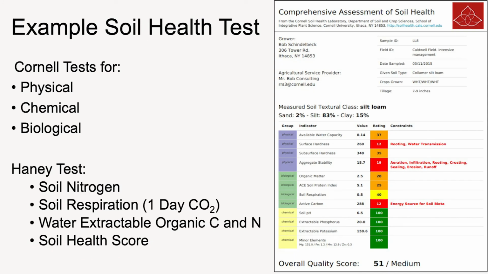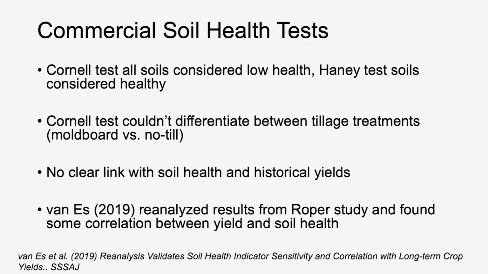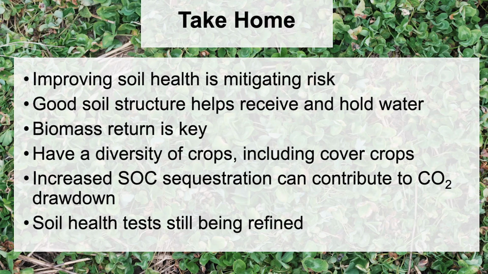I'm not sure if you're familiar with them, but they're basically report cards, looking at the physical, biological, and chemical parameters. And at the end of the day, the Cornell tests showed that all the treatments were considered low health, despite having no-till and moldboard. So we saw huge treatment differences. The soil health test is not capturing that difference at all. And there's no clear link with soil health and historical yields at these sites. And what it's telling me is that we're not quite there yet to have soil health tests, because they were created in the Midwest, not refined for the South, where we generally have lower health soils when we use metrics from the Midwest. So we're not quite there yet.